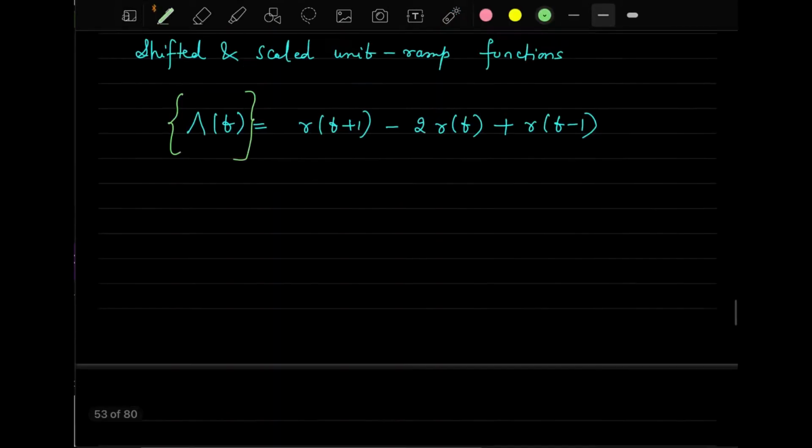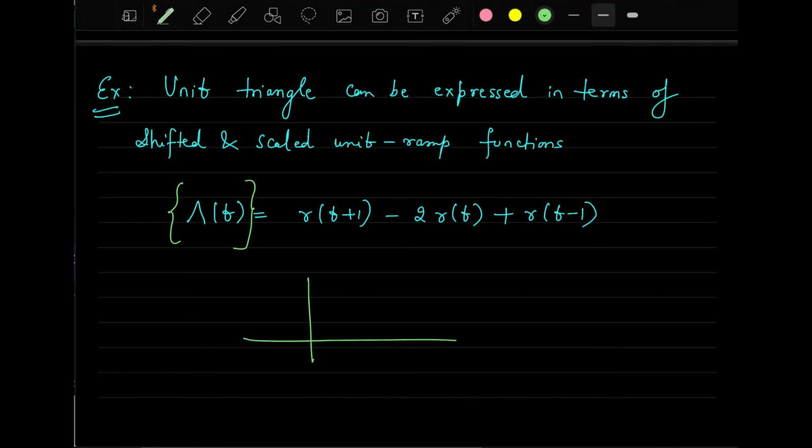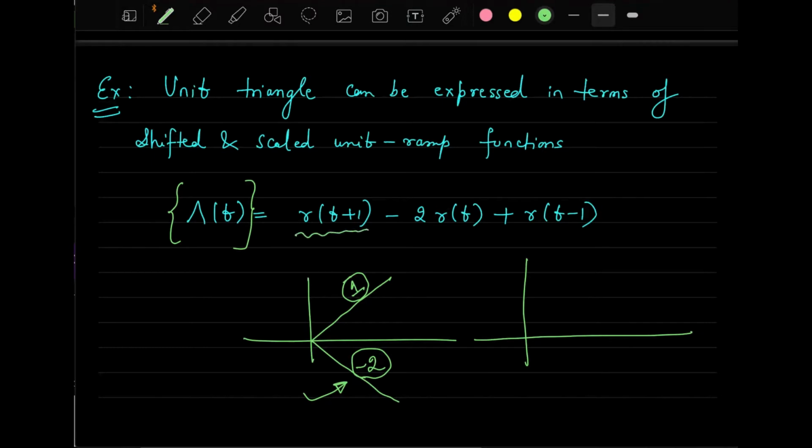Rt will be like this, and the minus of that will be this, and the slope of this is minus 2. Earlier the slope was 1 here. So if the slope of this is minus 2 and then you have a 1 slope earlier, this is our new version. So if you see now, let me draw it again. The first r of t plus 1 is like this. This is your first r of t plus 1.